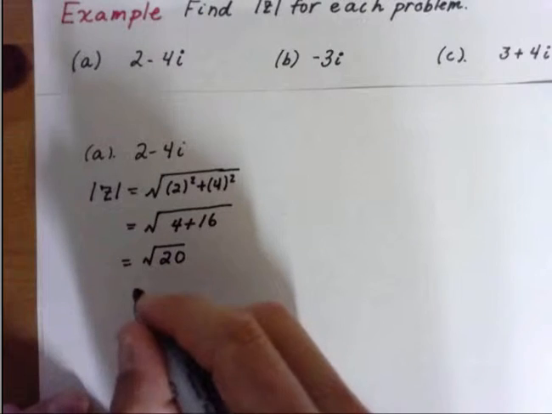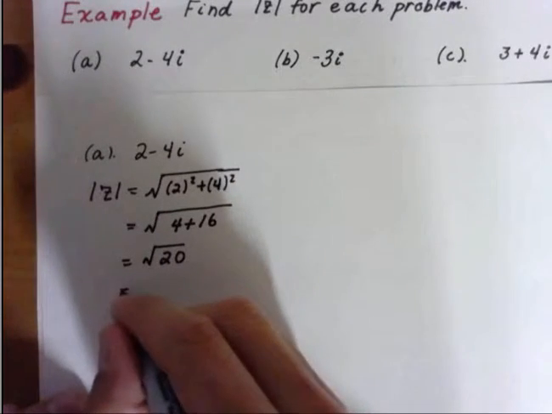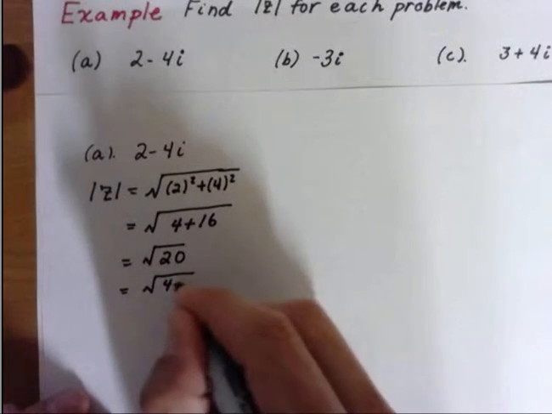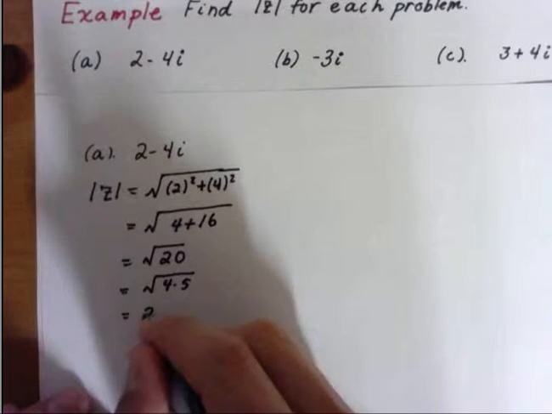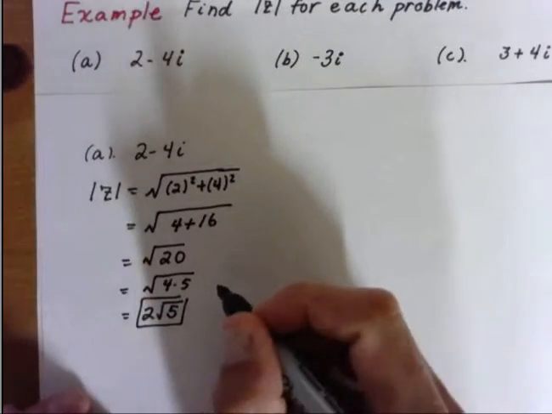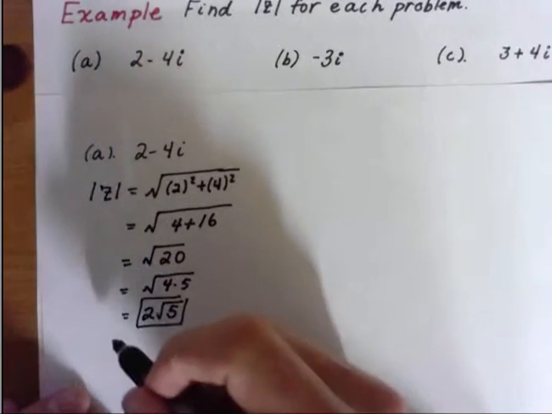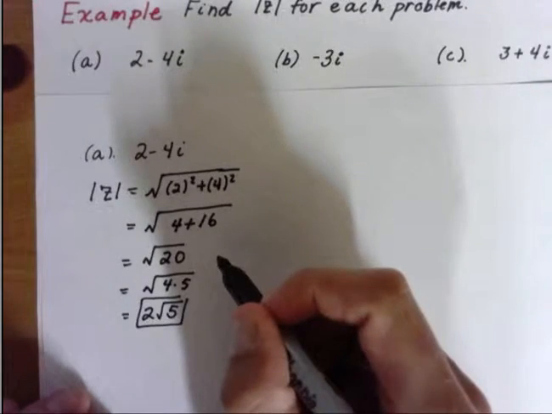Okay, I mean, you could simplify this a little more and say, okay, that's 4 times 5, which is 2 root 5. Okay, so there's the total distance. If you think about it as being a vector, that's the length from the origin out to that point 2, -4.